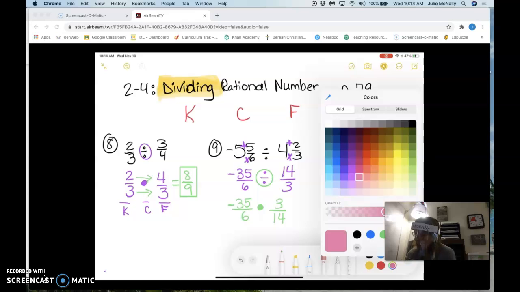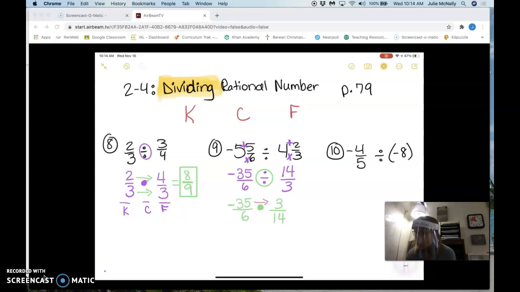Now I'm going to multiply, because I changed my sign to multiply. And I think we might need a calculator for this one, ladies. 35 times 3. 35 times 3. Yep. I'm going to try to do it in my head. Get your calculator if you don't have it, Tiffany.